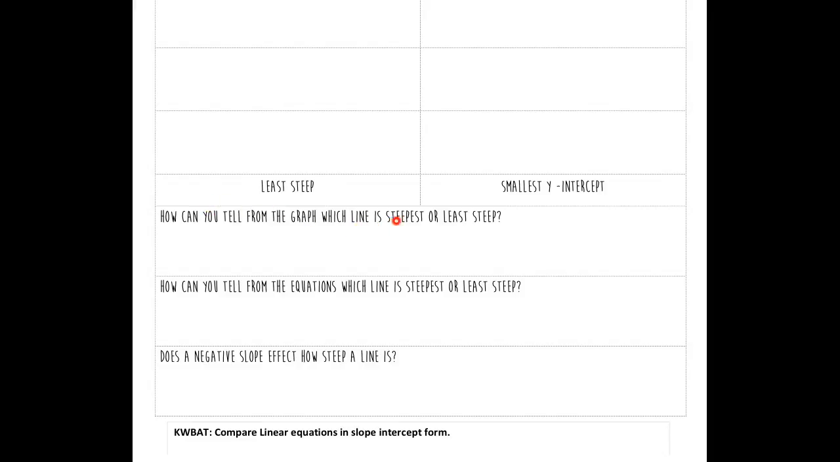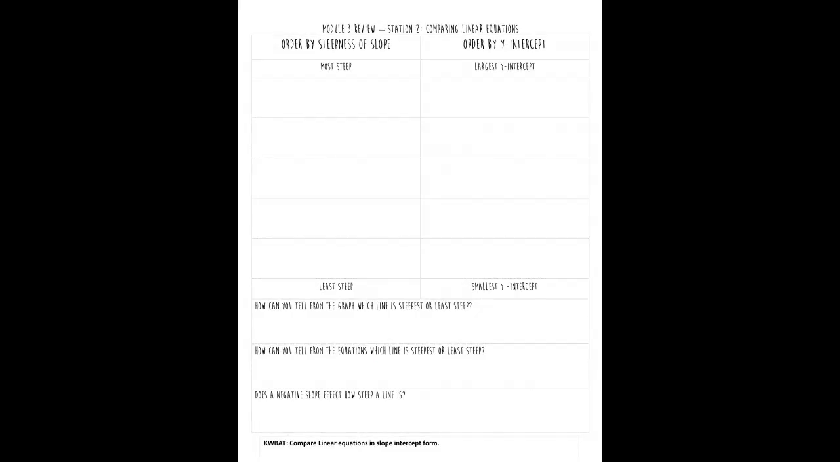There are also a couple of checkpoint questions here. How can you tell from the graph which line is steepest or least steep? And how can you tell from the equations which line is the steepest or least steep? Does a negative slope affect how steep a line is? So those are some things for you to think about after you've done these problems.